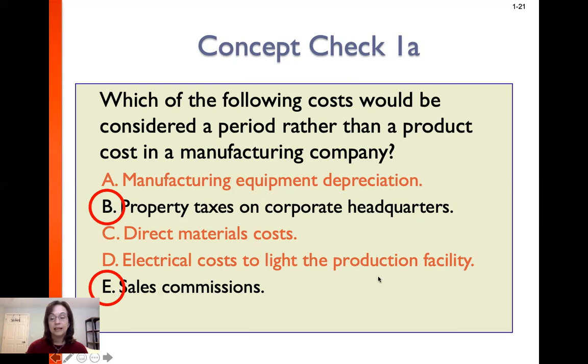Electrical costs to light the production facility. So because it's for the production facility, that's going to be a product cost or manufacturing costs, and that would be not a period cost. And then sales commissions would be part of your period or non-manufacturing costs.